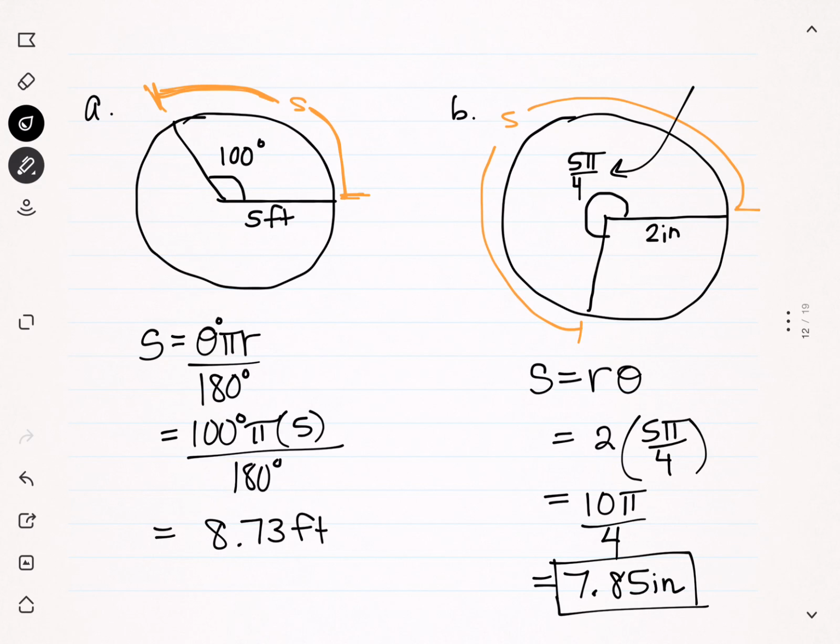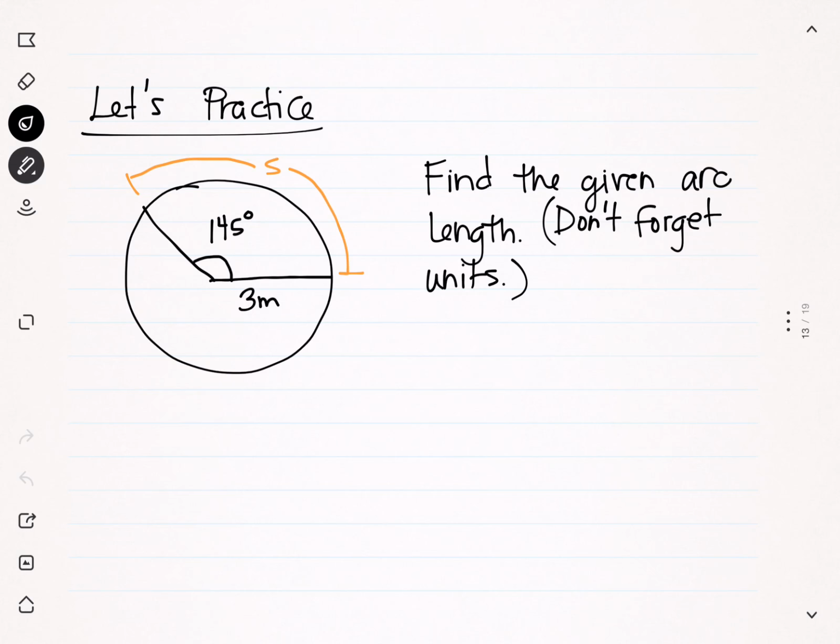Okay, so I want you to try one. We have a circle here with a radius of 3 meters and an angle of 145 degrees. I want you to pick the right formula and find arc length. And don't forget your units. When you're done with the problem, go ahead and stop the video, and when you're done, press play and we'll go over the answer.